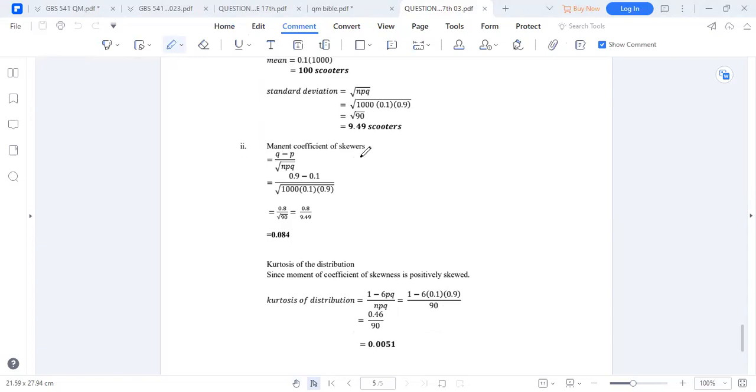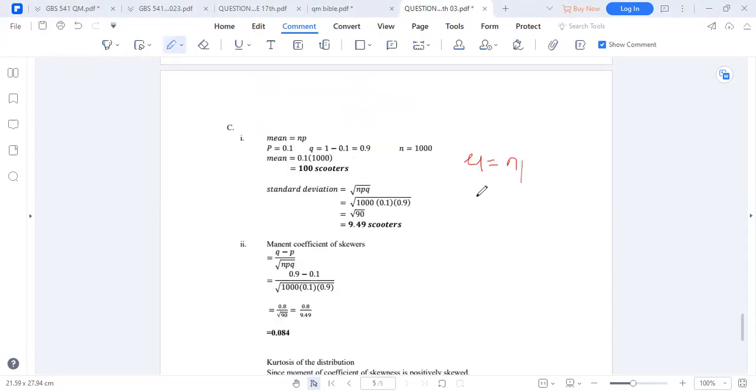So our mean, we said it is simply NP. Our variance is simply NPQ. So our variance was found as 90. Our mean was found as what? 100. Our standard deviation was simply found as the square root of 90, which is 9.49.